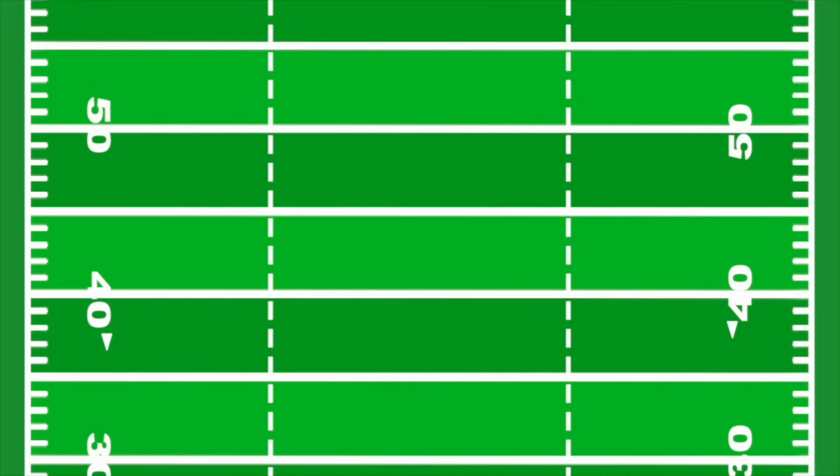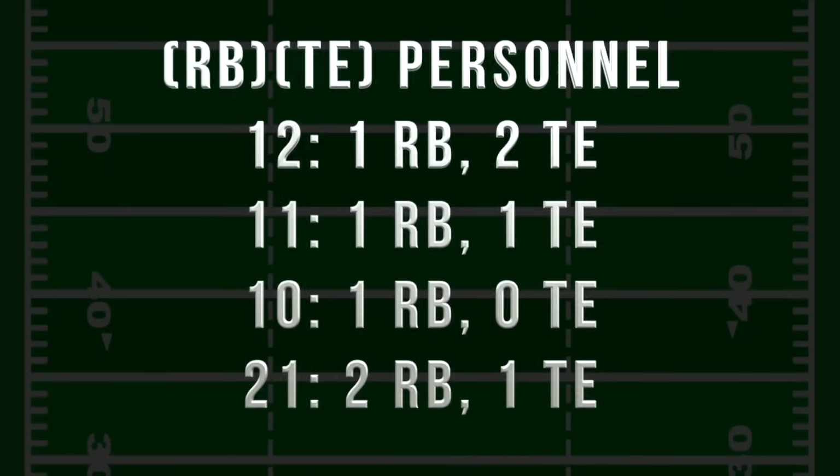Offensive personnel is designated by a 2-digit numbering system, where the first digit indicates the number of running backs and the second digit indicates the number of tight ends. So for example, 12 personnel is 1 running back and 2 tight ends, and 11 personnel is 1 running back and 1 tight end. 11 personnel is the most common grouping in the NFL, followed by 12, 21, and 22.